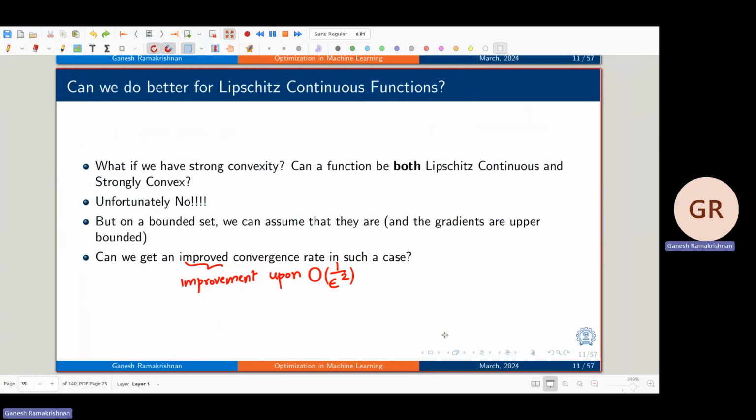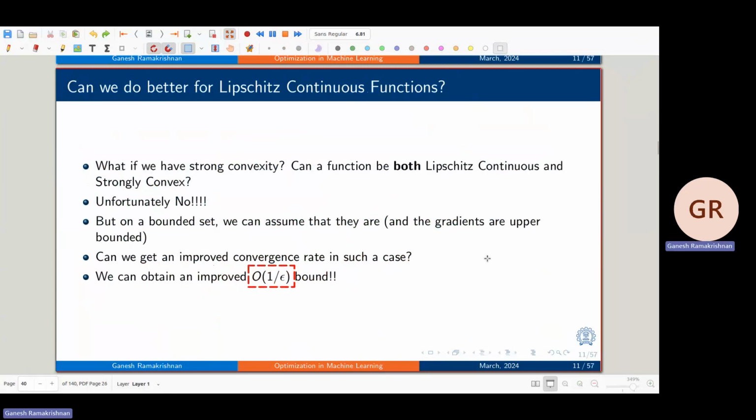So can we get an improved convergence rate in such a case, which is improved over 1 upon epsilon squared? Obviously, some of you were thinking it will be between, given strong convexity, so between smoothness and strong convexity. We are saying, well, at least it should be better than 1 upon epsilon squared. Okay. Let's see how far we can get. Is it 1 upon epsilon squared? Let's see. And then we'll, as I said, make a case using some theory.